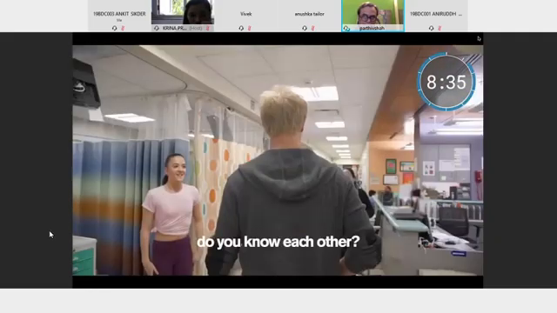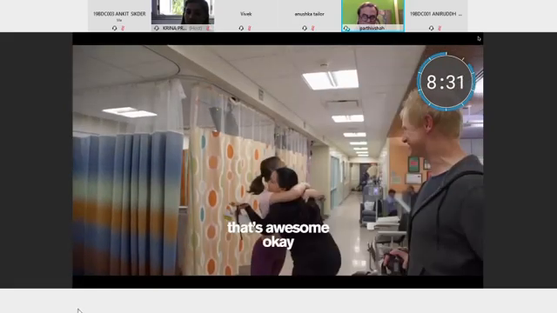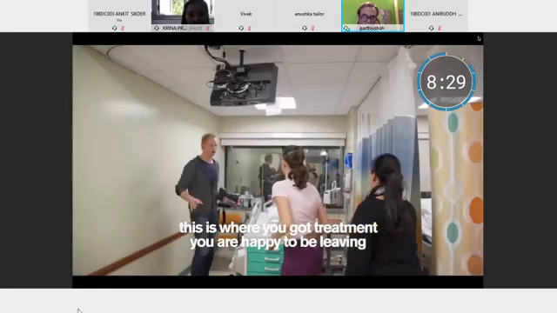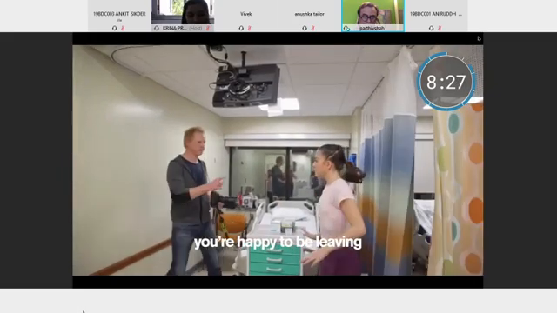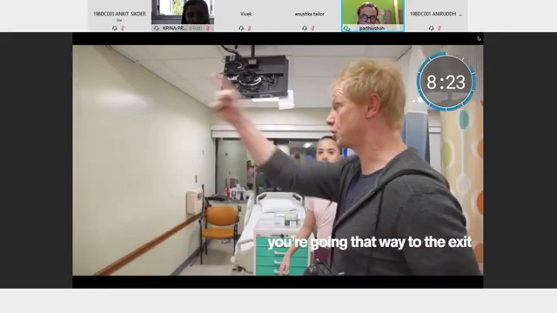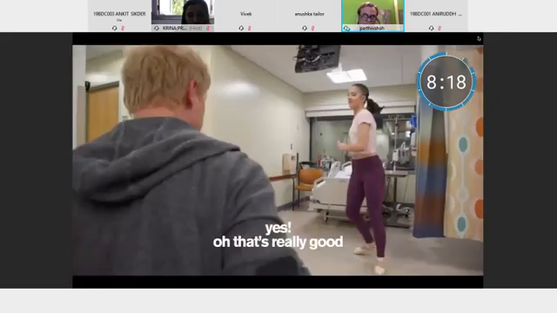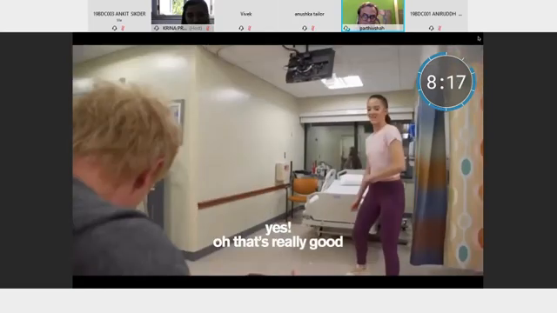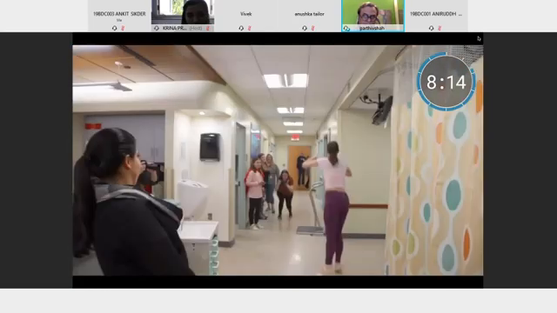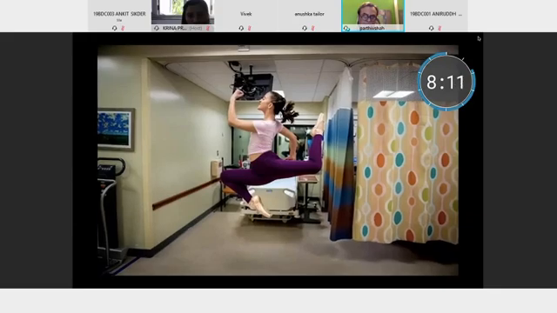Do you know each other? That's awesome. Okay, this is where you got treatment. You are happy to be leaving. You're doing a jump. You're doing a stag jump. You're jumping out of here. You're going that way to the exit. 1, 2, 3, go. Yes. Oh, that's really good. 1, 2, 3, go. Good, good, good. Those were awesome.